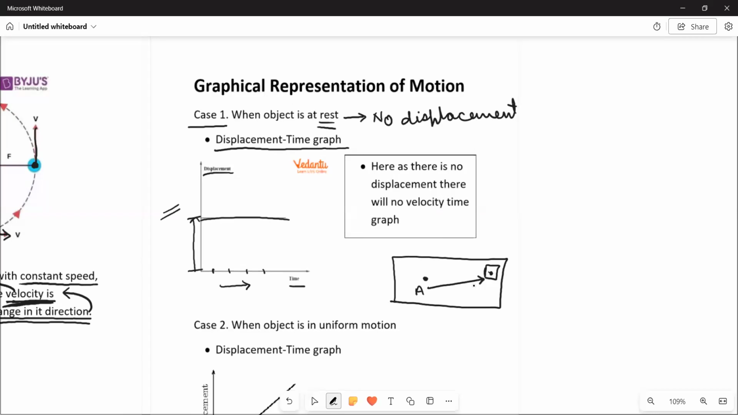Now check here, as there is no displacement, there will be no velocity time graph. And even if we try to draw a velocity time graph, it will be like this. See, if this is a velocity time graph, as displacement is not happening, the velocity will be zero. So we will get a velocity along our x-axis, the axis of the time. It will be the same as our time axis. This will be our velocity. Okay, so velocity here is equal to 0.